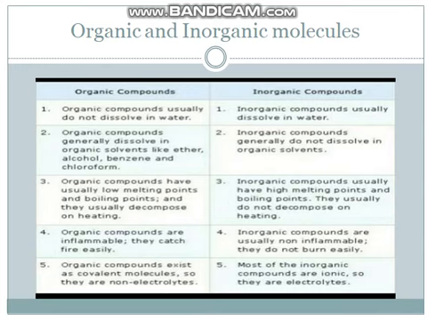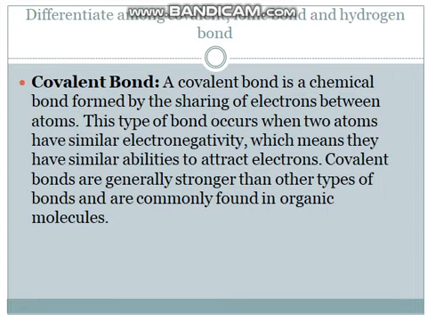Okay, next step, we've got the difference between the covalent, ionic, and hydrogen bond. So what's a covalent bond? The covalent bond is a chemical bond formed by sharing of electrons between atoms. This type of bond occurs when two atoms have similar electronegativity, which means they have similar abilities to attract electrons. Covalent bonds are generally stronger than other types of bonds and are commonly found in organic molecules.